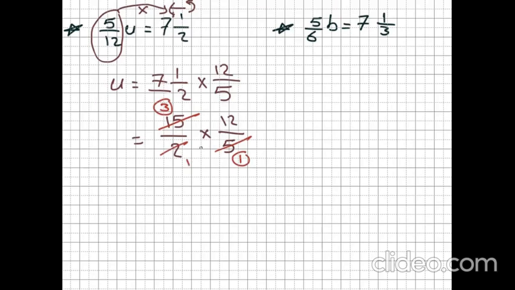Divide by 2, the answer is 1. Divide by 2, the answer is 6. Now the answer is 3 times 6 is 18. Now u equals 18. It's finished.